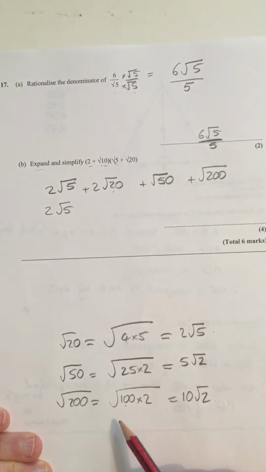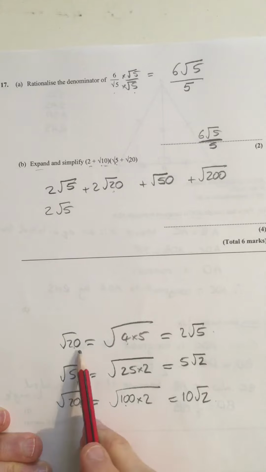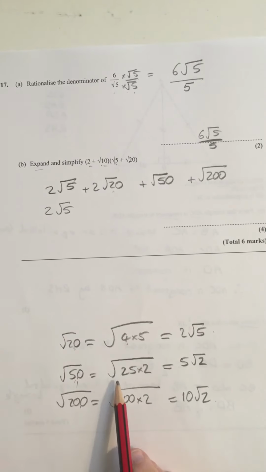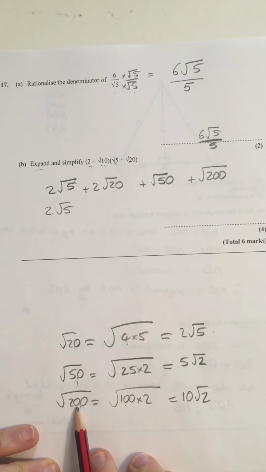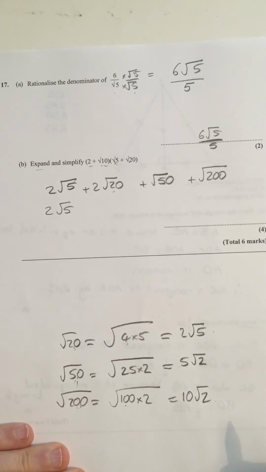So in each of these cases, all I was doing is just looking for the biggest square number that goes into each of those. The biggest square number that goes into 20 is 4. The biggest square number that goes into 50 is 25. And the biggest square number that goes into 200 is 100. That's where those came from. And the rest of that is hopefully pretty simple.